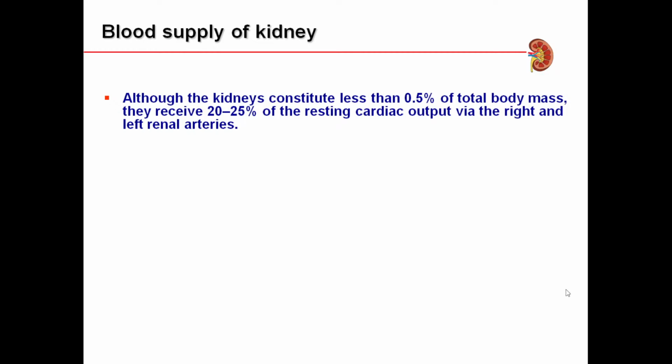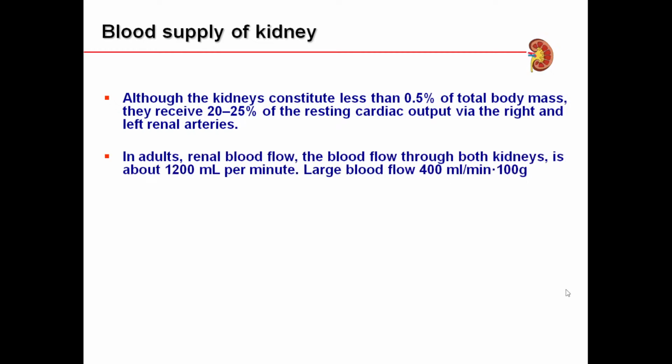Although the kidney constitutes less than 0.5% of total body mass, in anatomy you might have seen how small they are, they receive up to 25% of the resting cardiac output via the right and left renal arteries. In adults, renal blood flow, the blood flow through both kidneys, is about 1200 milliliters per minute, which makes it about 400 ml per minute per 100 grams of tissue.